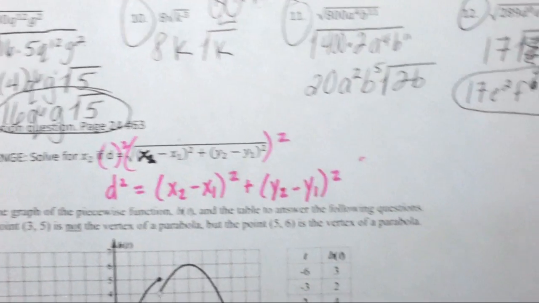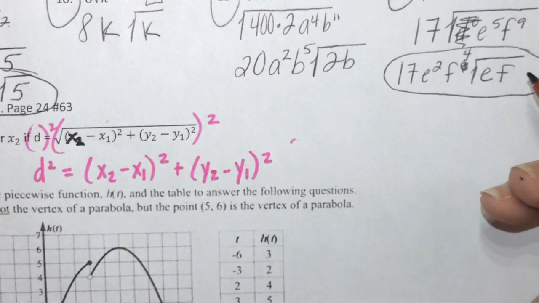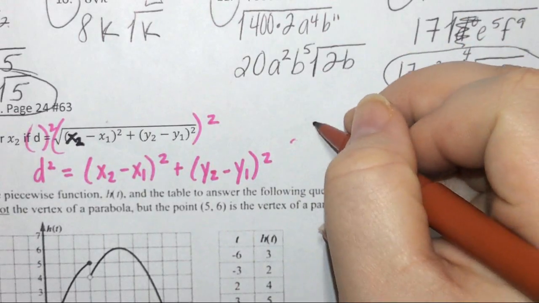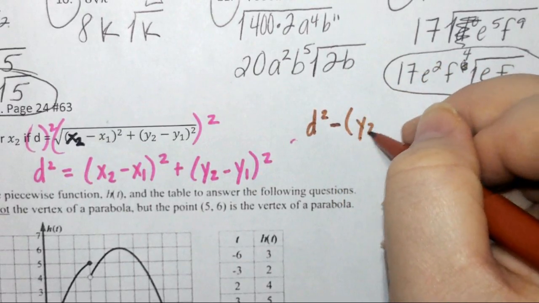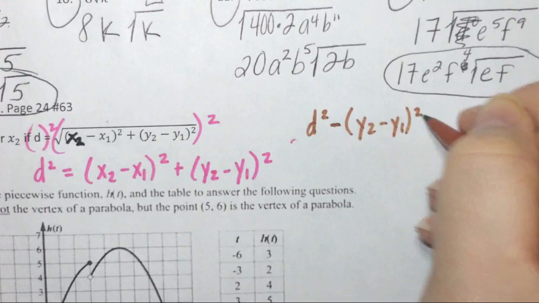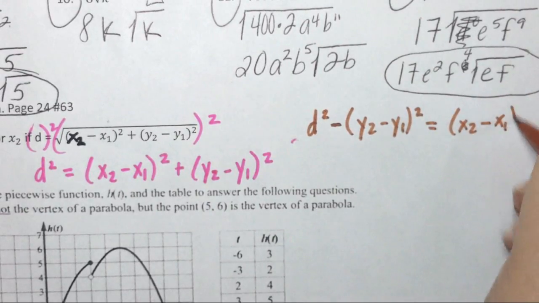What variable are we solving for? We're solving for x2. So right now, should I move the x's over or should I move the y's over? It makes sense to move the y's over. Get a point. So minus y2 minus y1 squared equals x2 minus x1 squared. What is x1 squared?